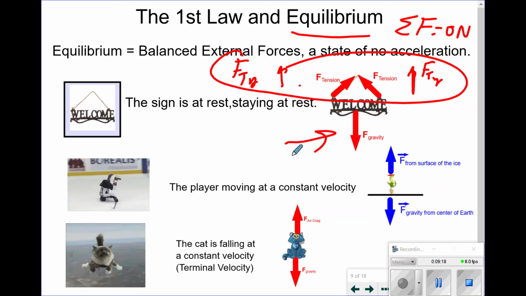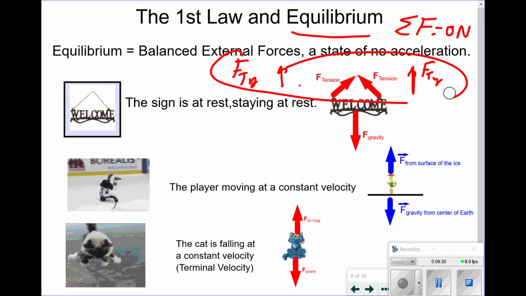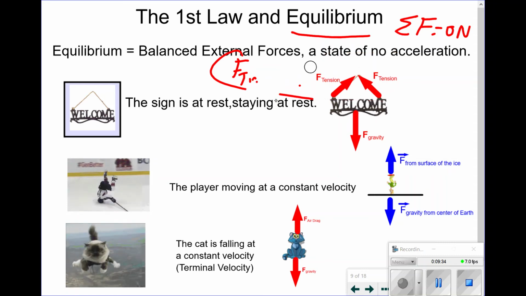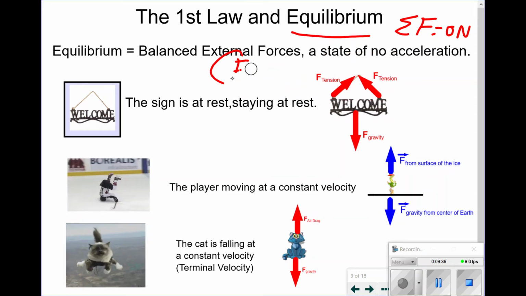If they are off balance, this sign will accelerate either to the right or to the left, up or down, or some combination of up and down with right and left. And that's because the forces are off balance. As long as these forces remain balanced, then I am in a state of equilibrium and the sign's motion does not change. And since it has no motion to begin with, it doesn't change. It stays at rest.